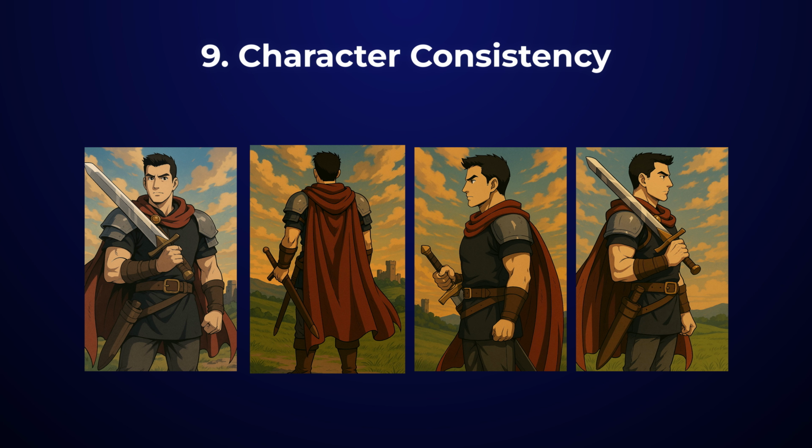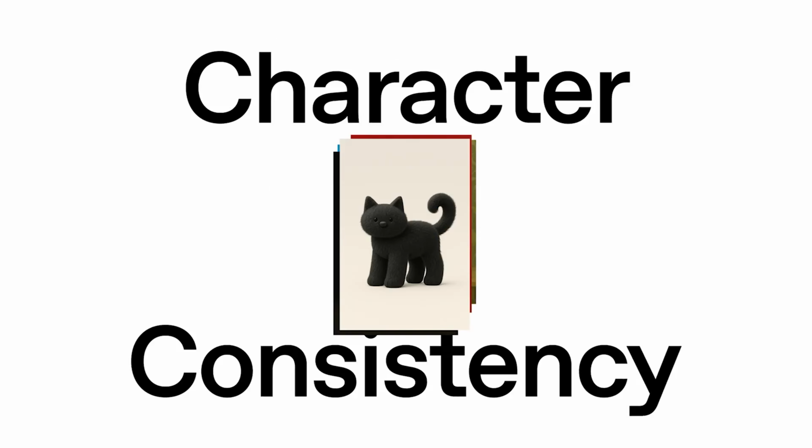Character consistency. One of the most significant advancements is the ability to maintain character consistency across multiple images. This feature is particularly useful for storytelling, allowing creators to develop characters that remain visually coherent throughout various scenes. One thing that I'm really excited about with ImageGen is the ability to keep consistency in characters.